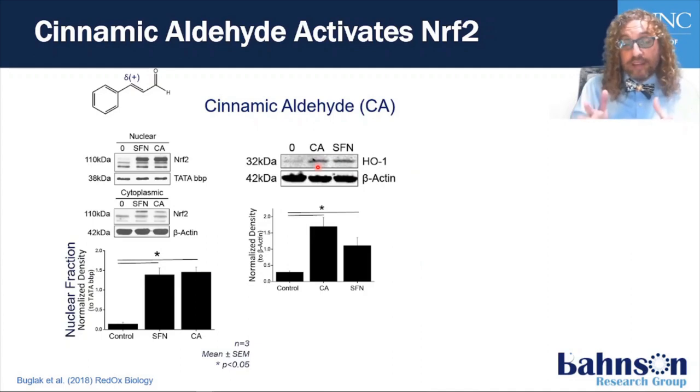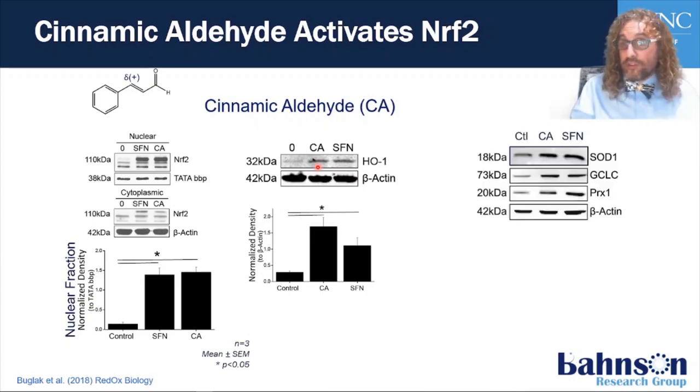After we knew that we were activating the pathway with CA, we chose to look at other relevant antioxidant enzymes. Superoxide dismutase 1, that detoxifies superoxide anion. GCLC, involved in the synthetic pathway to glutathione, and peroxiredoxin 1, which detoxifies hydrogen peroxide. So we saw that treatment with CA induces an increase in all these three enzymes, SOD1, GCLC, and peroxiredoxin 1.